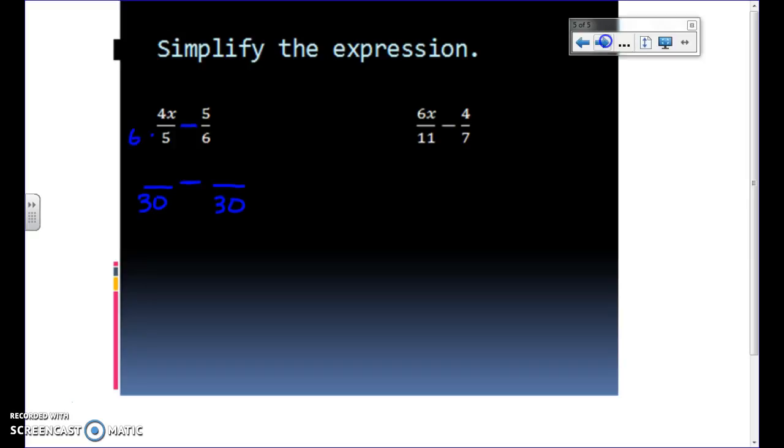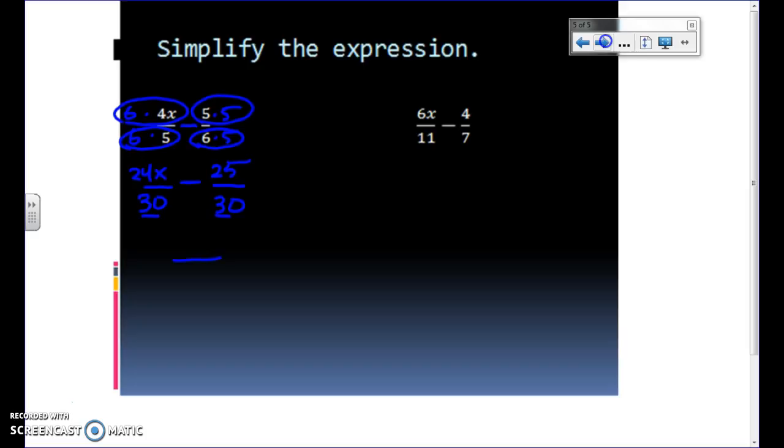5 changing into a 30 would be multiplied by 6. So I need to make sure to multiply the numerator by 6. 6 multiplied by 5 would be 30, so I need to go ahead and make sure I multiply the numerator by 5. My 6 times 5 is where the 30 came from, so I need to multiply 6 times 4x, 24x. 6 times 5 is where that denominator came from, so I'm going to multiply 5 times 5, 25.